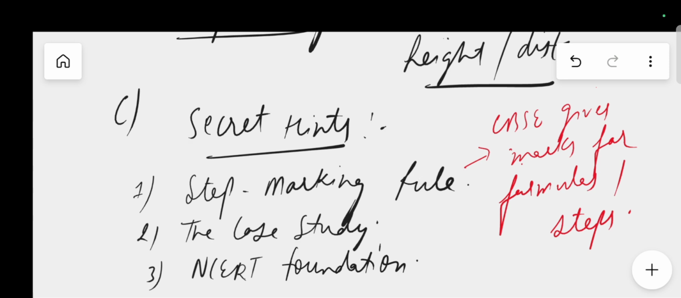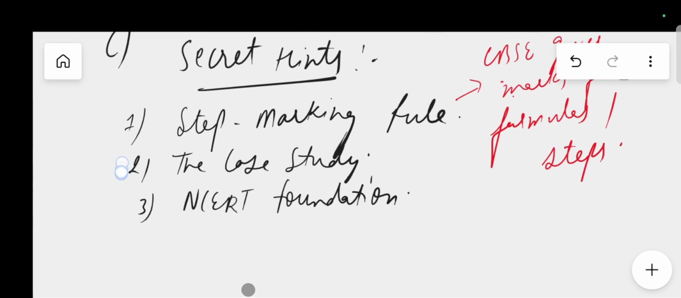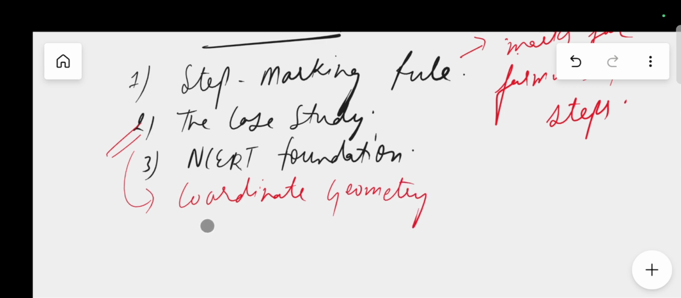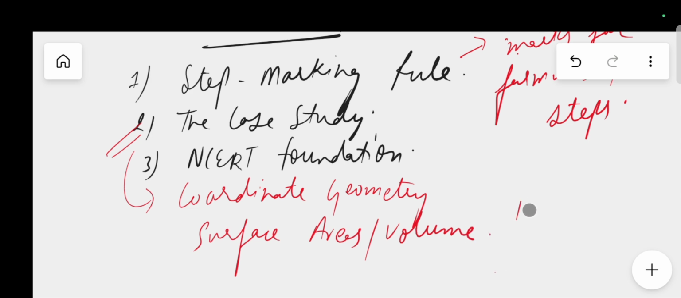In the second case, the case study trap. For the case study, I recommend practicing case study questions from these two chapters. First is coordinate geometry, and second one is surface area and volume. There are 12 marks of logic-based questions that come directly in your case study.